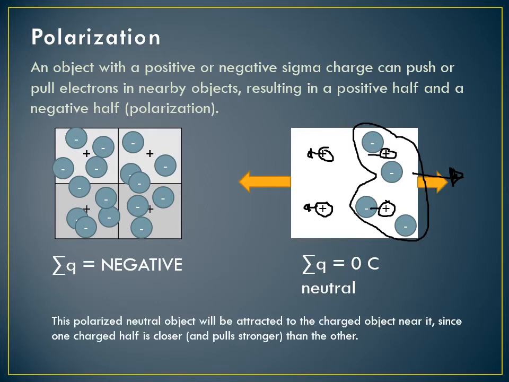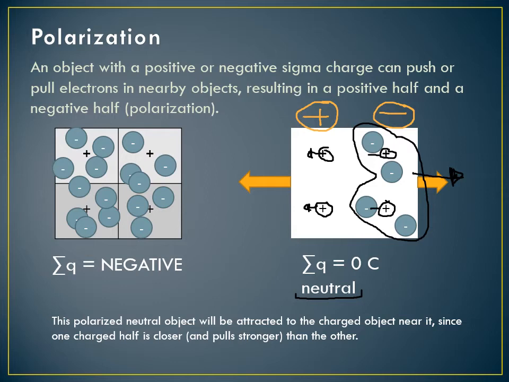Interestingly, even though this is a neutral object, it is going to be attracted to the negative object. The reason is that when you polarize, it's essentially like having two halves. We've got a negative half on this side with all the extra electrons and a positive half on this side with all the extra protons. And they're stuck together, but you can still treat them like two separate objects.